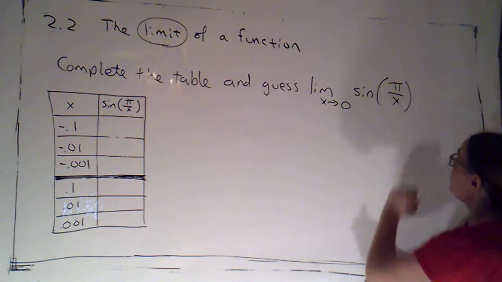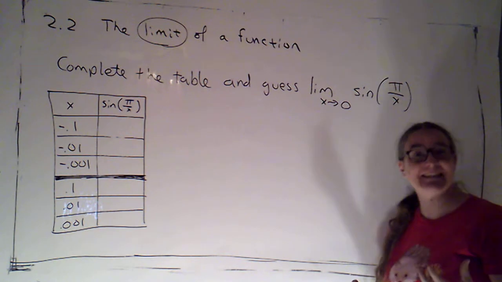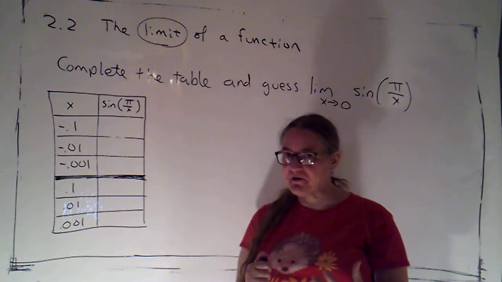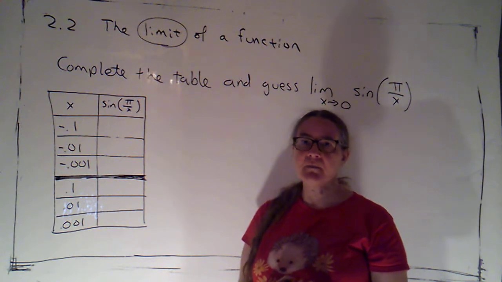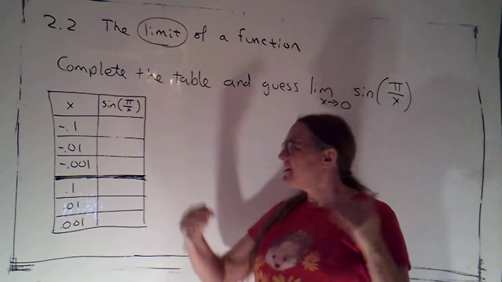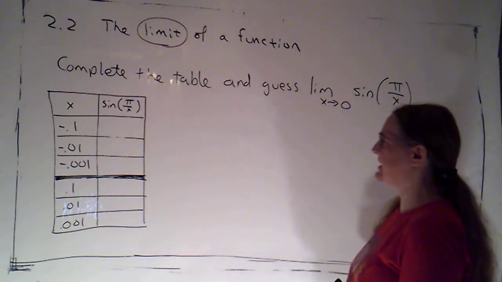Now, just looking at that, I can see that this is a function where 0 is not in the domain of the function. So there won't be a point on the graph whose x value is 0. But it's possible that as x gets close to 0, the y values are approaching some number. So we're being asked to investigate that.